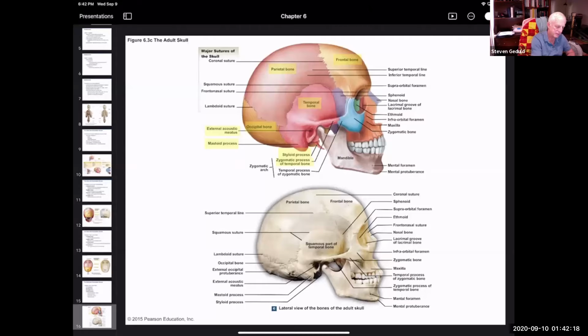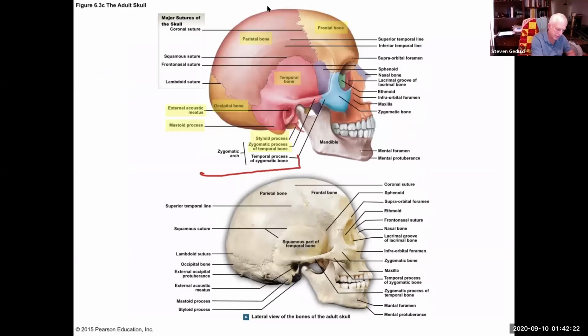If you look right here, you'll see a hook that hangs down from the skull. That hook is a styloid process. That's where your neck muscles attach to your skull. This opening here, this hole, is your external acoustic meatus. That's the opening to the ear.